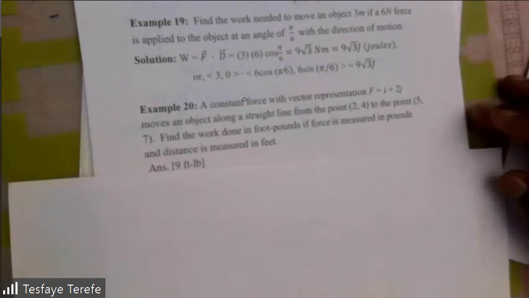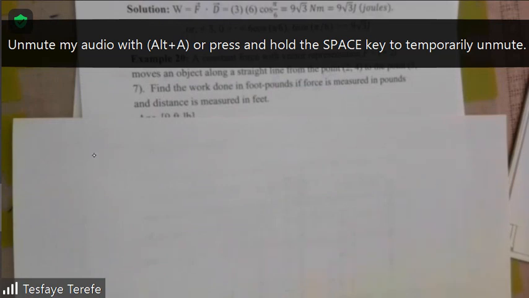Now, I'm going to give you another example, and here it is. A constant force with vector representation F, which is i plus 2j, moves an object along a straight line from point (2,4) to the point (5,7). Find the work done in foot-pounds if the force is measured in pounds and the distance is measured in feet. Please do that. Number 20. Is it readable, guys? Okay, great.